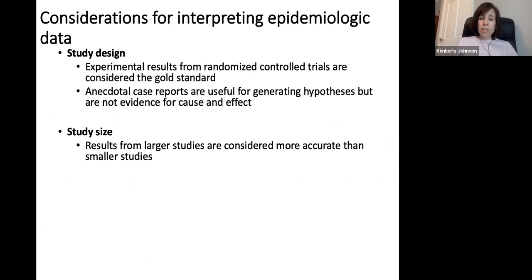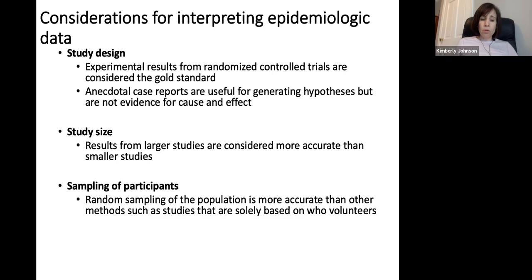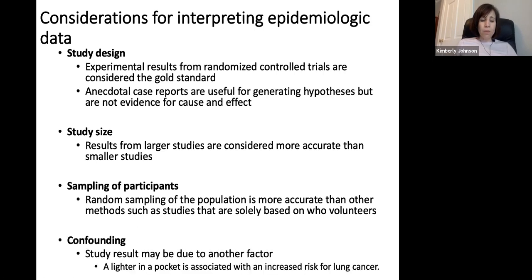Another consideration is study size. Results from larger studies are considered more accurate than smaller studies. Another consideration is how participants were sampled. Random sampling of the population is more accurate than other methods, such as studies that are solely based on volunteers. And the reason for this is because those who volunteer for health studies tend to be different in a systematic way from those who do not volunteer. And this can cause bias in our results.